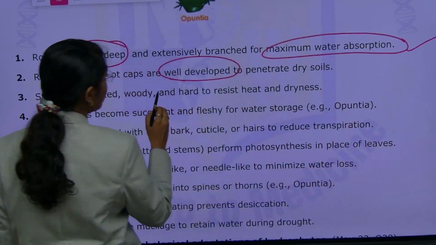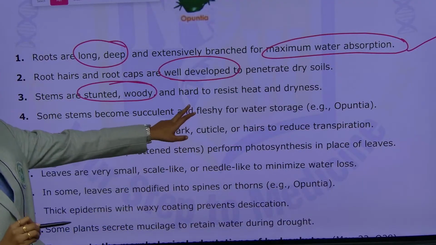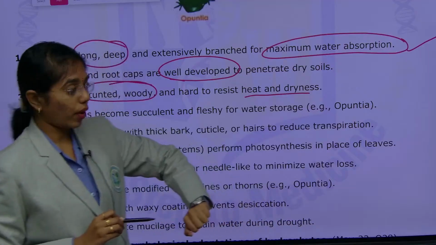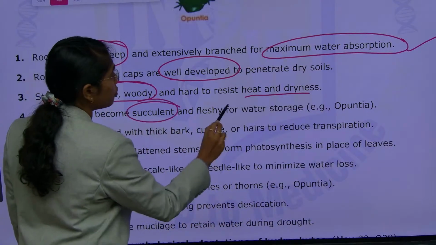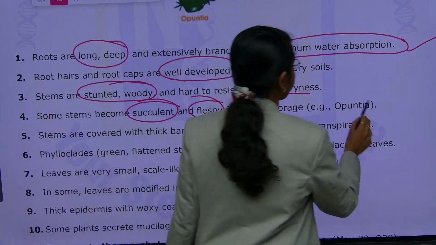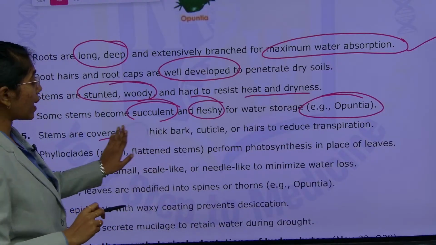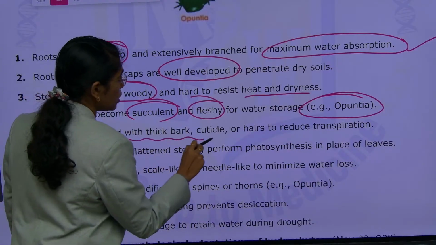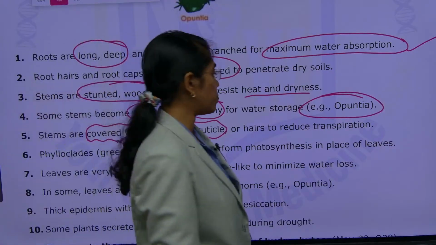And then what is the adaptation of stem in xerophytes? Stems are stunted, woody and hard to resist heat and dryness. Some stems become succulent and fleshy for water storage, for example, Opuntia. Stems are covered with thick bark and cuticle or hairs to reduce transpiration.